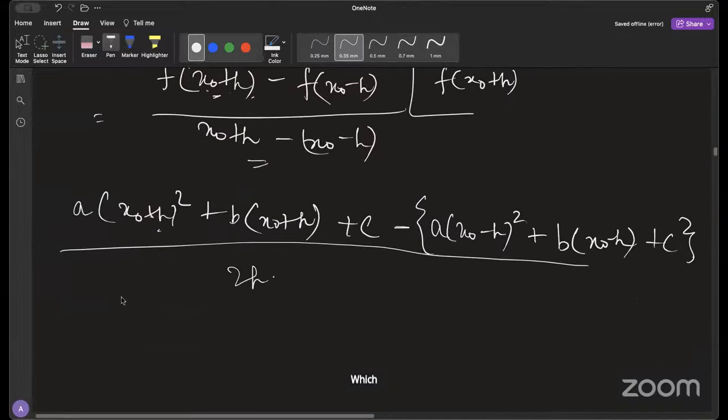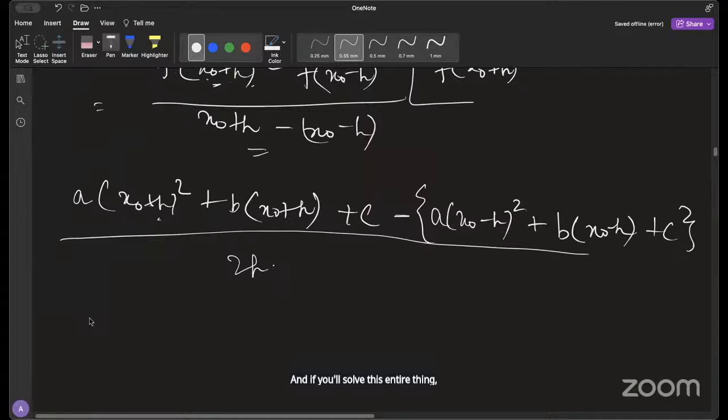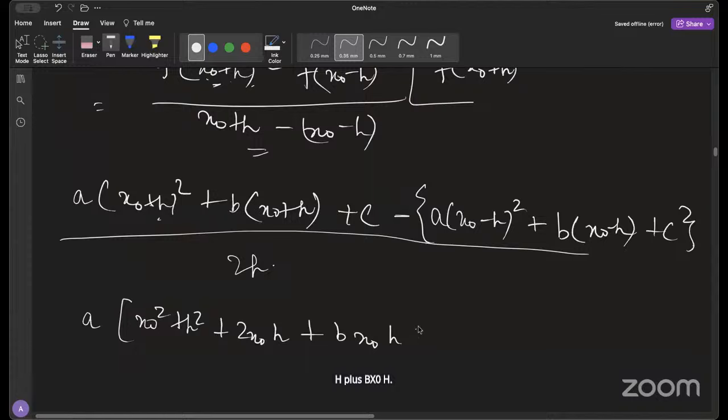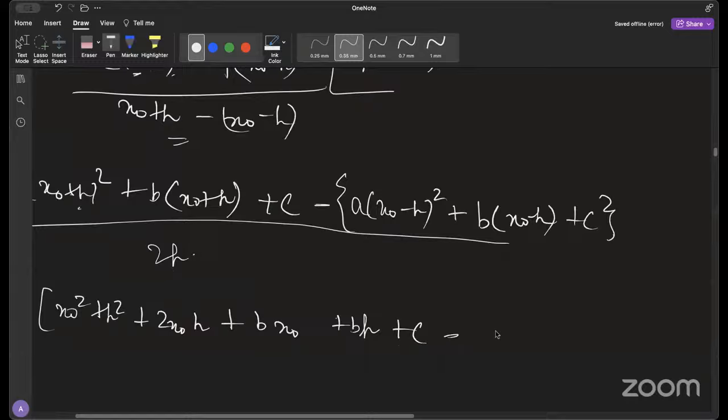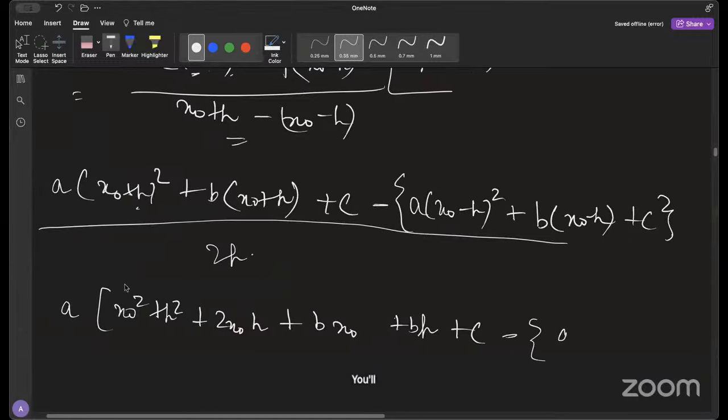And if you solve this entire thing, you get x naught square plus h square plus 2 x naught h, plus b x naught and b h. And for this, we had an a here too, so you'll have a.